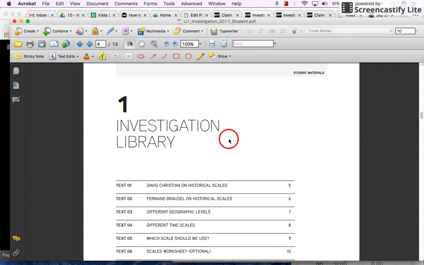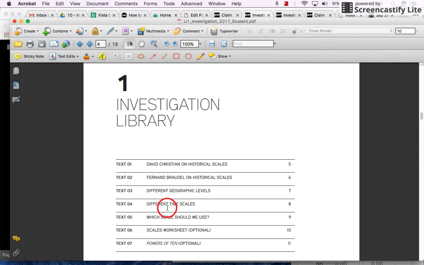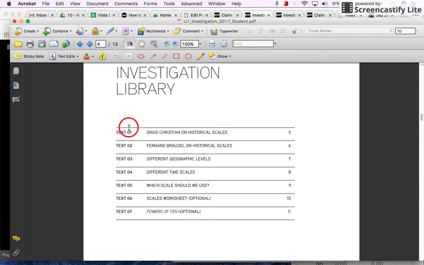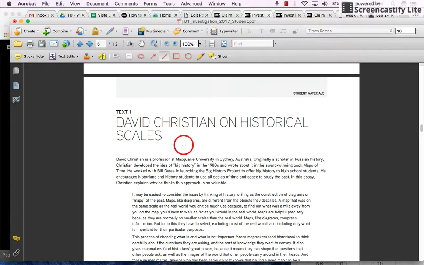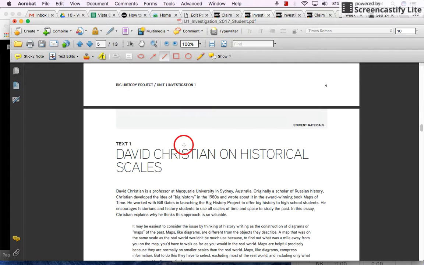Okay, so the investigation library, this is just your table of contents. Again, it's showing you that there are 7 texts. These last 2, again, don't worry about these. We are not doing those. In fact, just to give you the visual, okay, we are not doing these. So you can ignore those 2. It's just these first 5. And they're short, so don't worry.